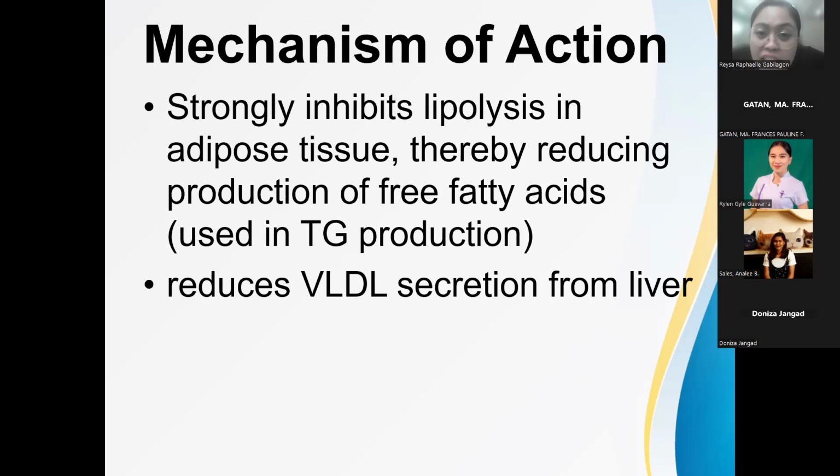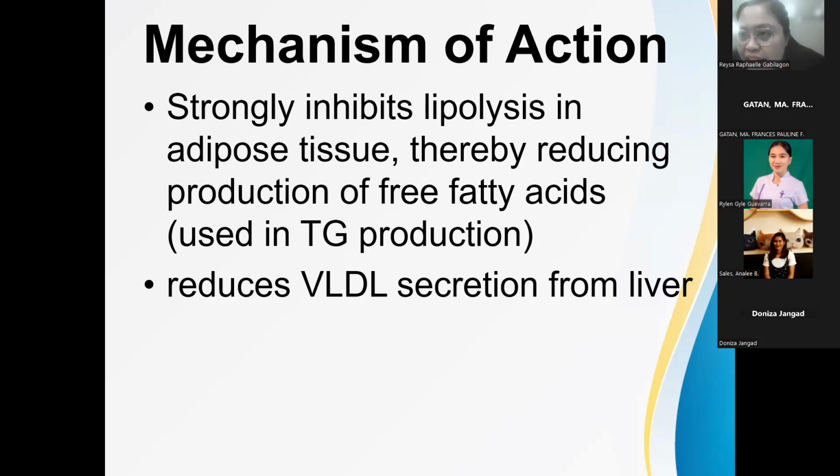Okay? It strongly inhibits lipolysis in adipose tissues, thereby reducing production of free fatty acids which are used in triglyceride production. So, ganito kasi yun. Sa adipose tissues natin, for example, sa tiyan, daghan og adipose tissues. So, diba sa adipose tissues, that's where we store our fats. Now, lipolysis is breaking down of these fats in our adipose tissues.